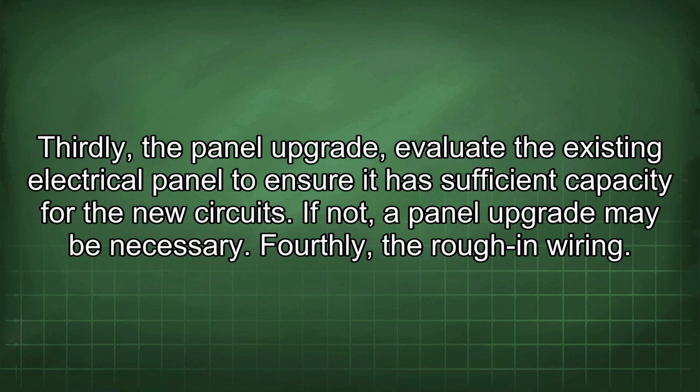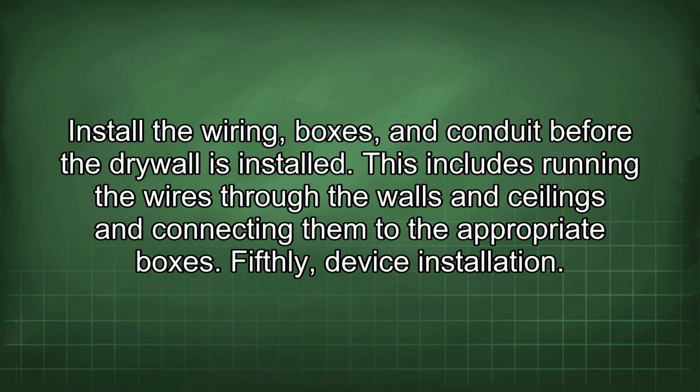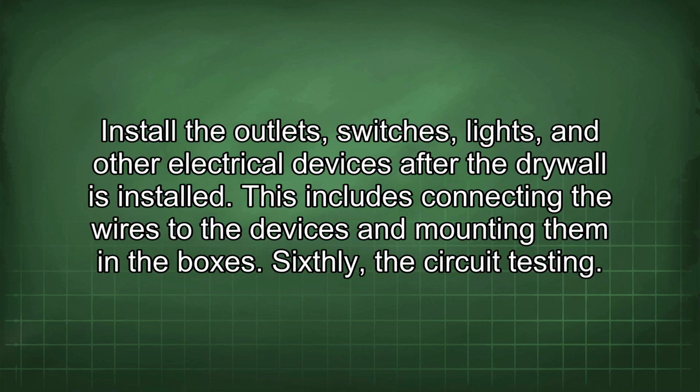Fourthly, the rough-in wiring. Install the wiring, boxes, and conduit before the drywall is installed. This includes running the wires through the walls and ceilings and connecting them to the appropriate boxes. Fifthly, device installation. Install the outlets, switches, lights, and other electrical devices after the drywall is installed. This includes connecting the wires to the devices and mounting them in the boxes.